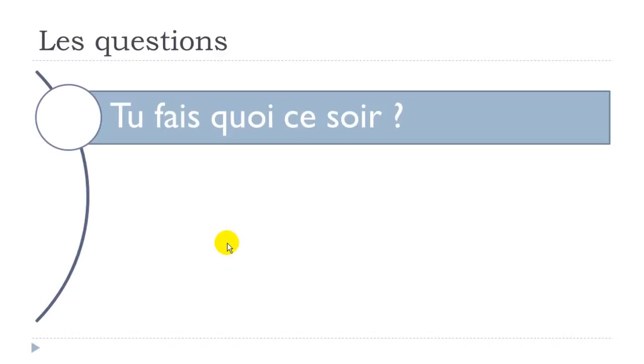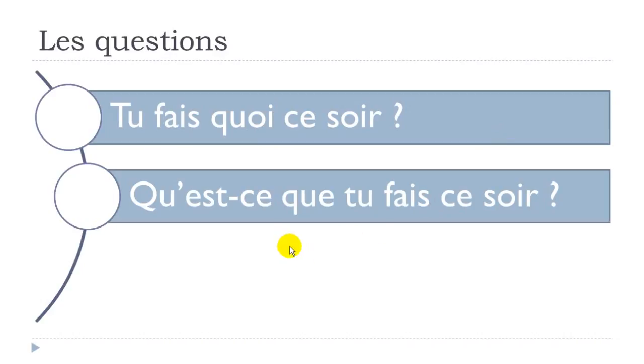Alright, so let's see another one. If you want to know what someone is doing in the evening, tu fais quoi? So you do, and then quoi, what? Ce soir, this evening. Tu fais quoi ce soir? Okay, remember, you've got to raise your voice. Tu fais quoi ce soir?